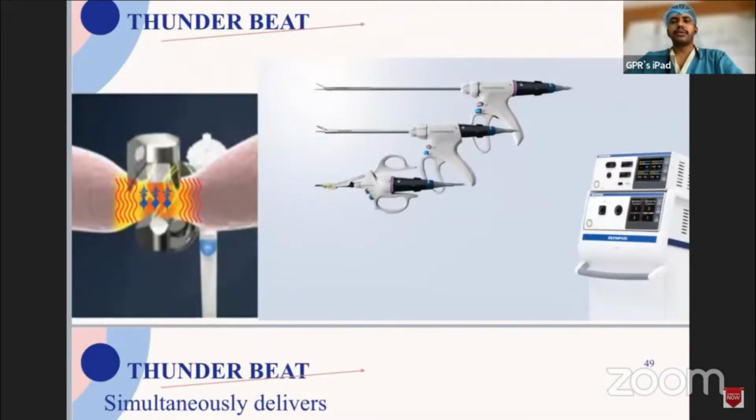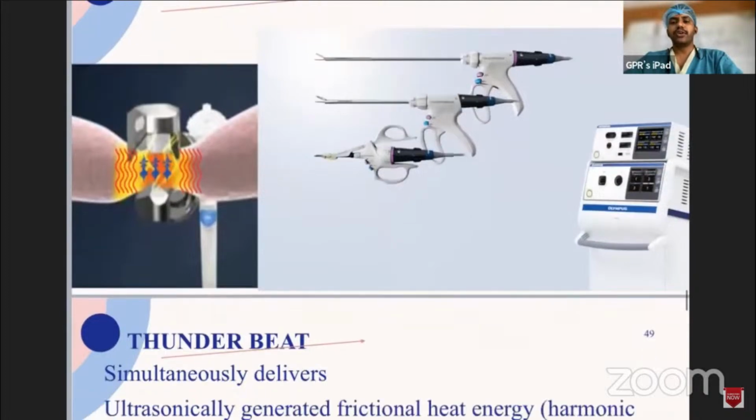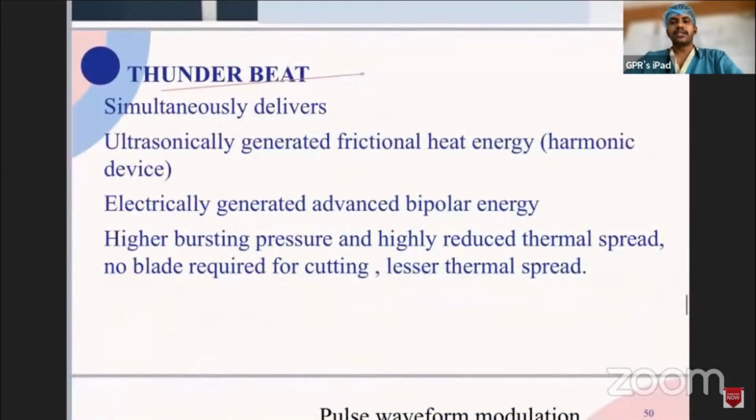Then comes Thunderbeat, which has the advantages of all, as it simultaneously uses both a harmonic device as well as a bipolar device. It uses ultrasonically generated frictional heat energy, and it causes a higher bursting pressure over the tissue, and there is highly reduced thermal spread, and no separate blade is required for cutting, like what we see in the Thermosil or in the LigaSure.